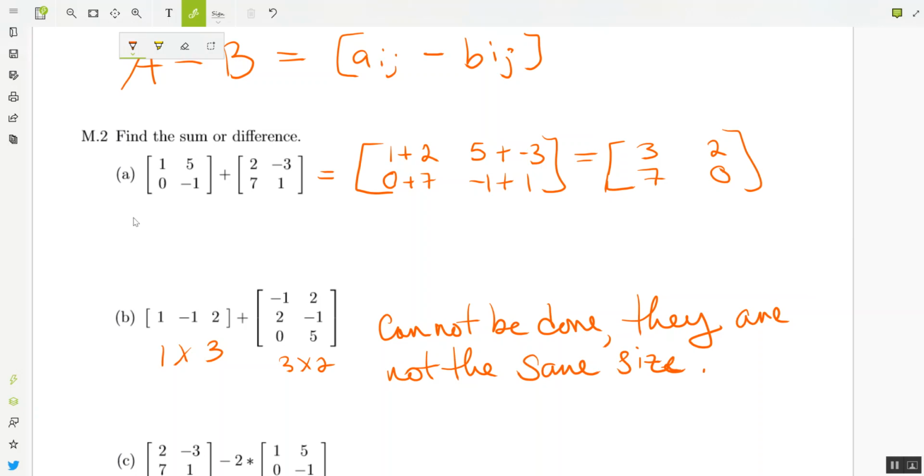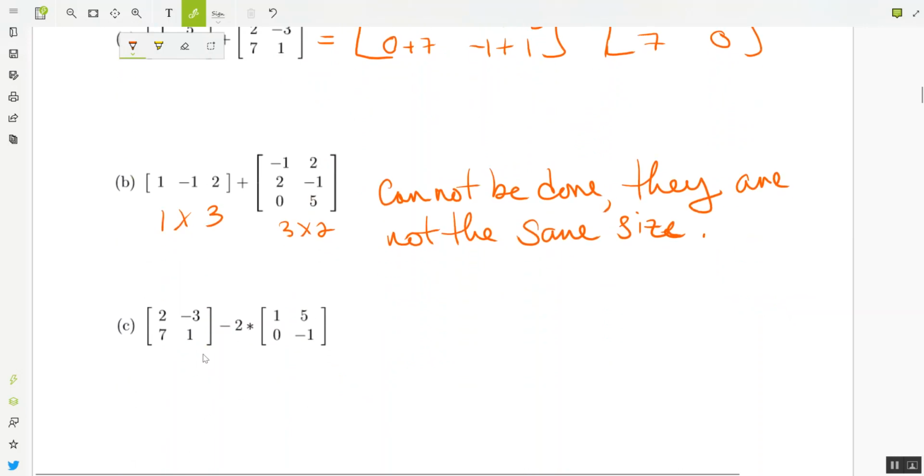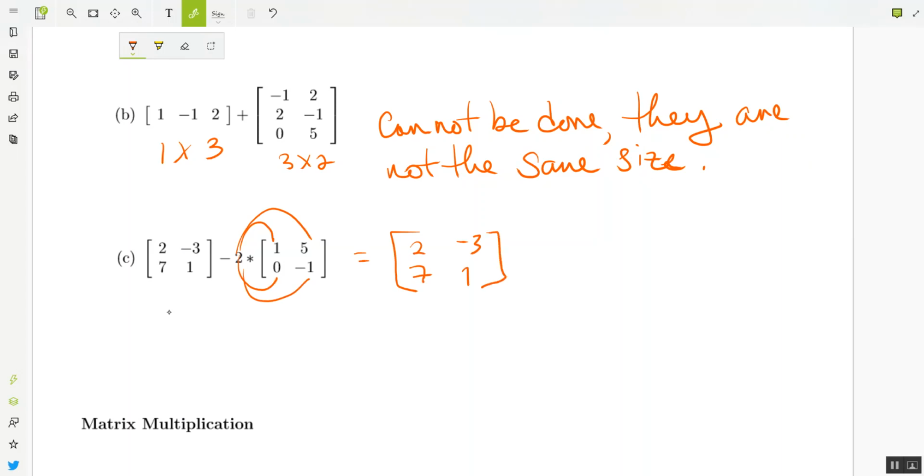Done. Okay. Now to mess things up, I've got something a little wilder. Hopefully you remember your order of operations and know that multiplication comes before addition and subtraction. So what I'm going to do here is take everything and multiply it by 2, and then subtract. I'm not going to touch that first matrix. It's going to come along with us. And then minus, and then I'm going to multiply everybody by 2: 2, 0, 10, negative 2.